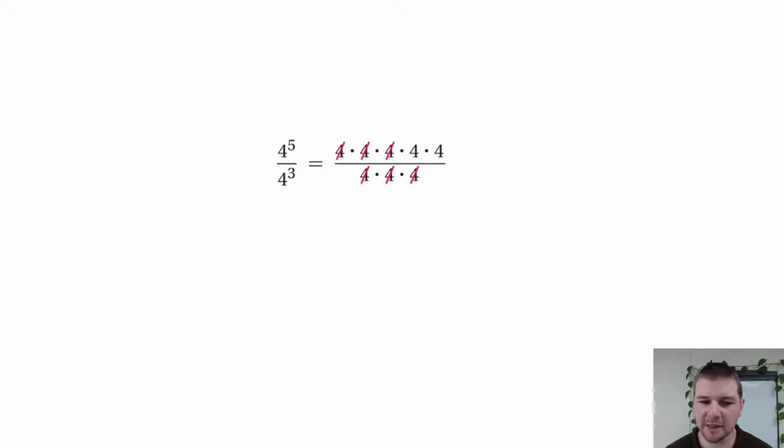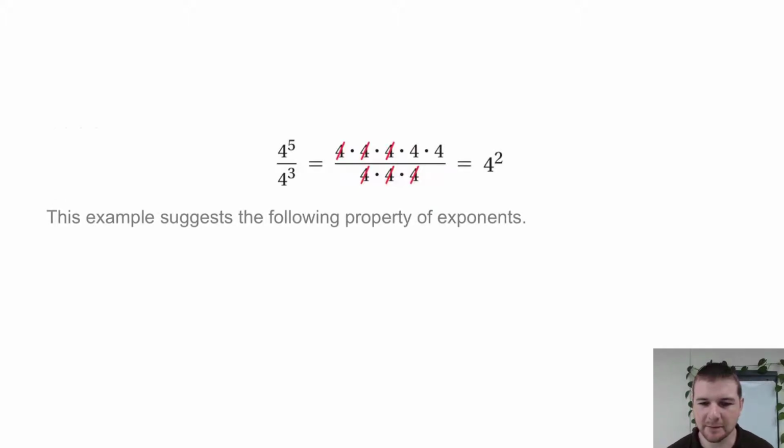5th, can be written as 4 times 4 times 4 times 4 times 4, its expanded form, and 4 to the 3rd, our denominator, can be written as 4 times 4 times 4. We can cancel 3 4s from the numerator and the denominator, simplify, and find this equals 4 squared.